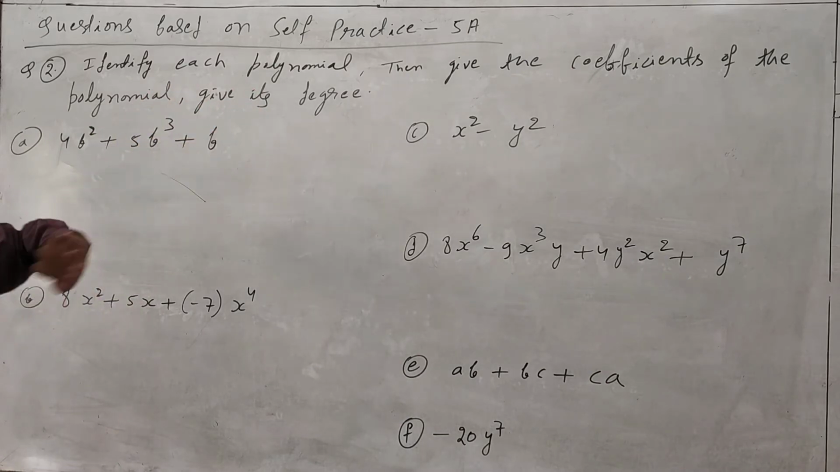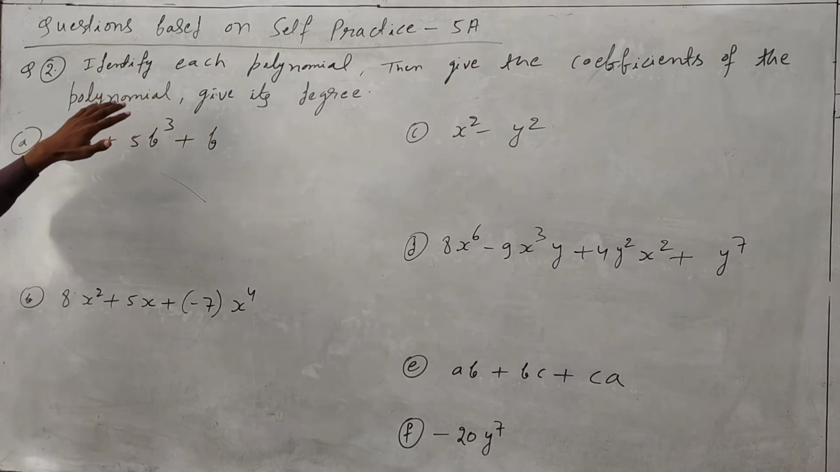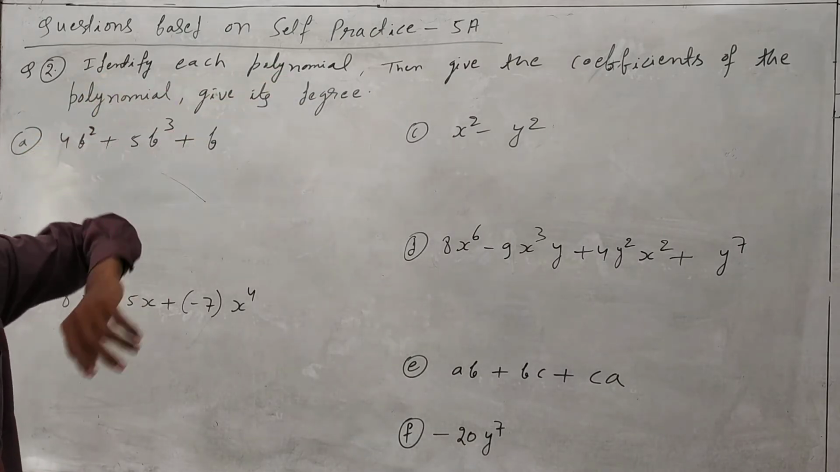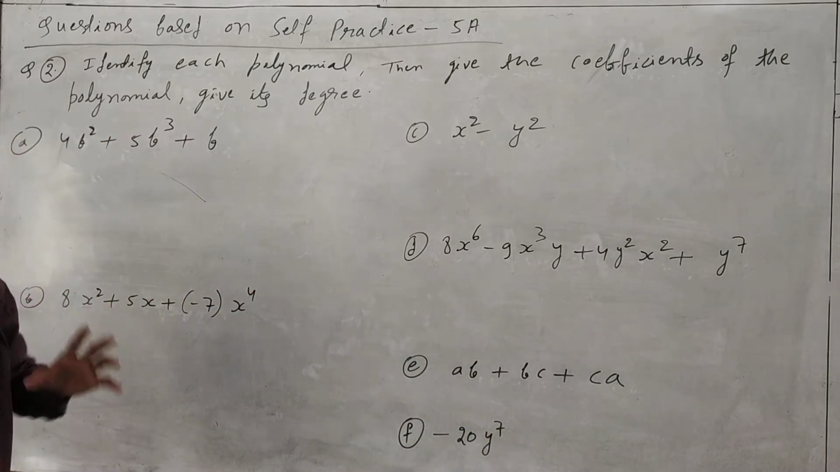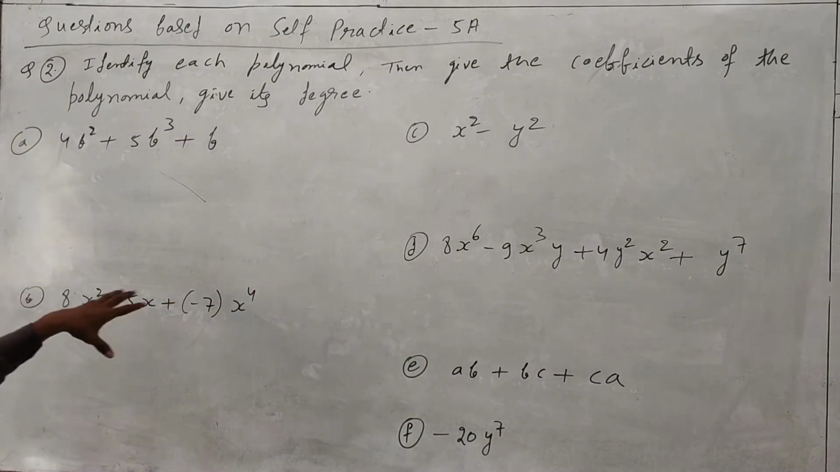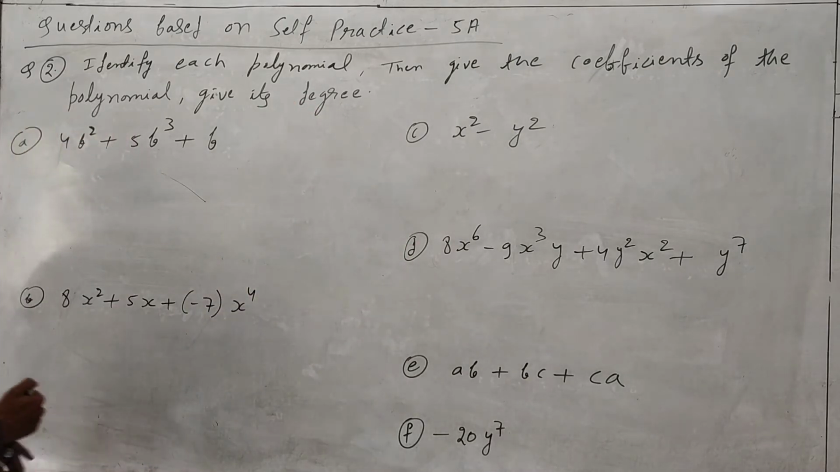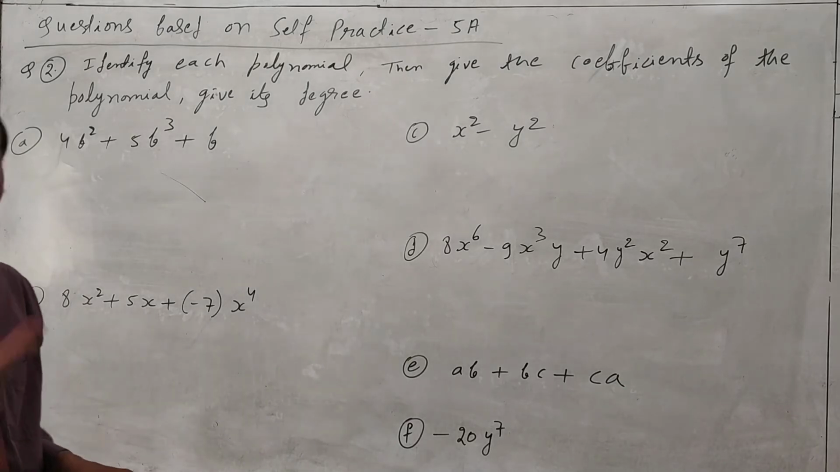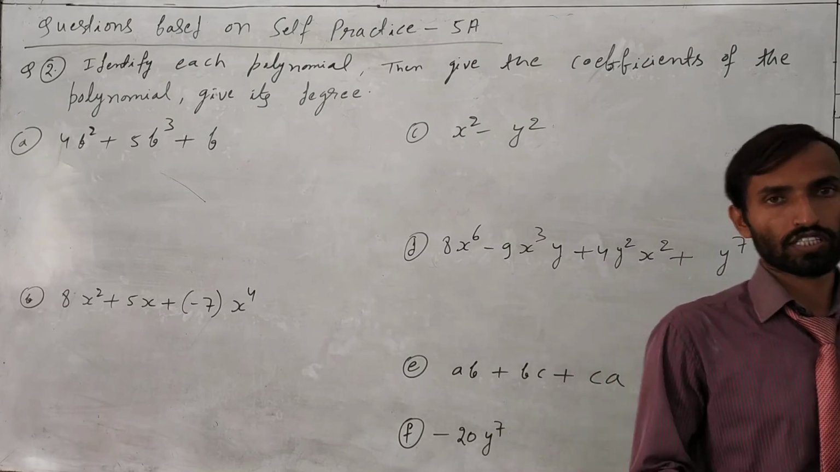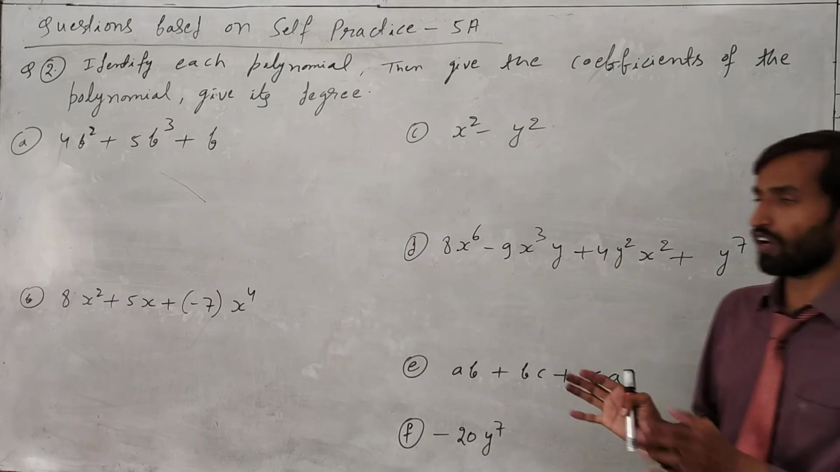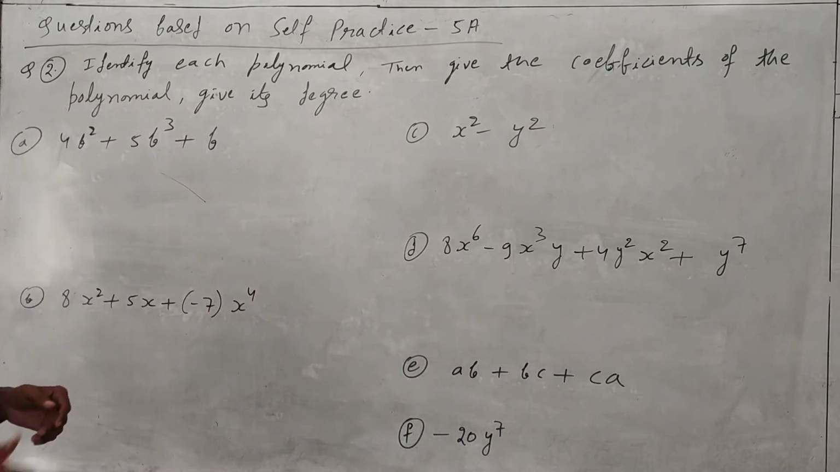Same types of questions are given. I have not written the whole statement, I have written a shortcut. Identify the polynomial, meaning monomial, binomial or trinomial: which type of polynomial is there in the respective expression. Then we have to find the coefficient of each term, meaning the numerical coefficient only, that is, which numerical value is multiplied with the variable in each term, that we have to find.